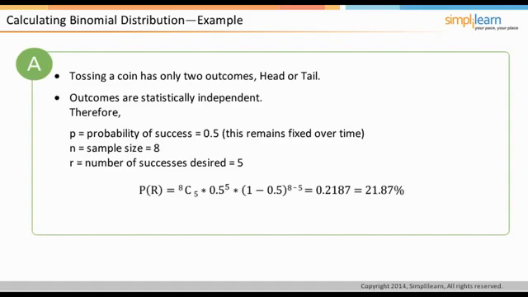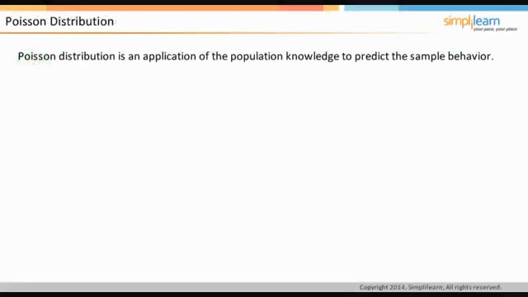which is 8. Therefore, the probability of 5 heads is equal to factorial of 8 divided by factorial of 5 and factorial of 8 minus 5, whole multiplied by 0.5 to the power of 5, multiplied by 1 minus 0.5, whole to the power of 8 minus 5. This calculation gives a result of 0.2187, which is equal to 21.87%. Let us learn about Poisson distribution in this screen.